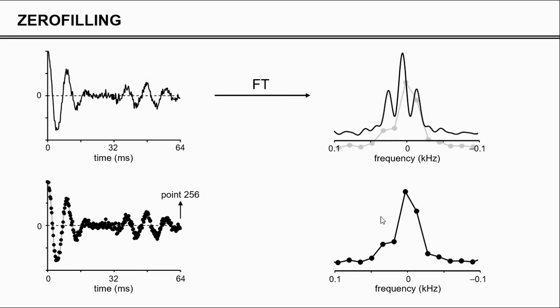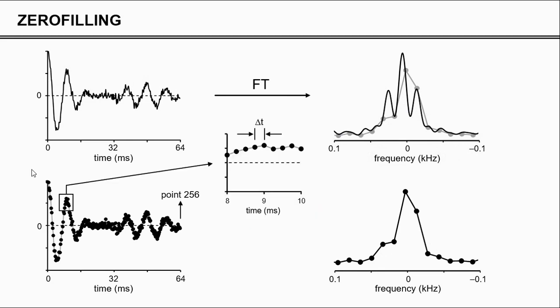If we now overlay this spectrum over the analog spectrum, you can see that the digital spectrum does adequately represent the true spectrum. So what is going on here? Why does this one look so different from this one, even though everything seems to be okay? Well, it has to do with the fact that we have not sampled enough data points.